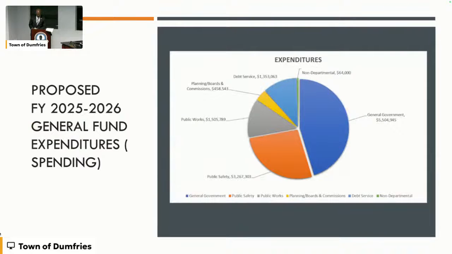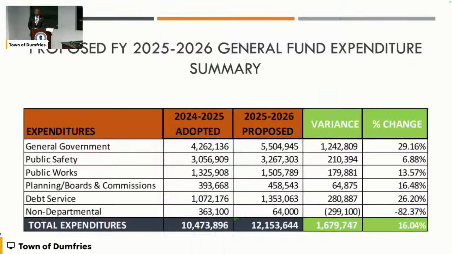This pie chart breaks down further the spending, illustrating the spending of our town. The general government is at $5.5 million, which is our largest expenditure. Public safety is about $3.3 million, and public works is about $1.5 million. These are our three larger departments where we spend most of our funds. The proposed general fund revenue expenditure summary.